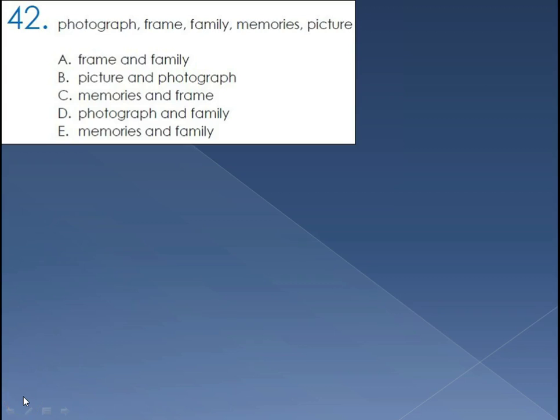Now I'll show you how I would approach this. I would look at this and say, okay, similar meaning to family. Is there any here? Frame, photograph, memories, picture. I would be thinking of what would be a similar word to family. Is there any similar word to frame? So you look at frame. Any other word for frame?